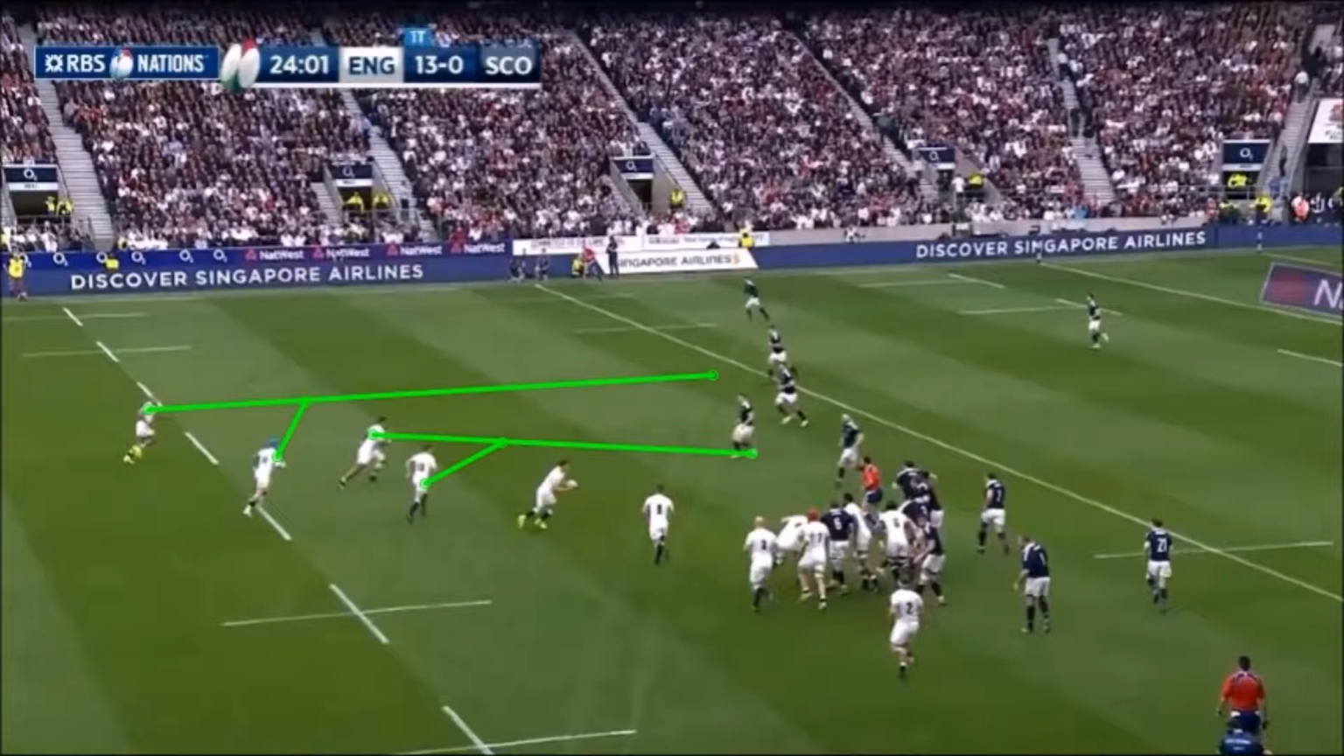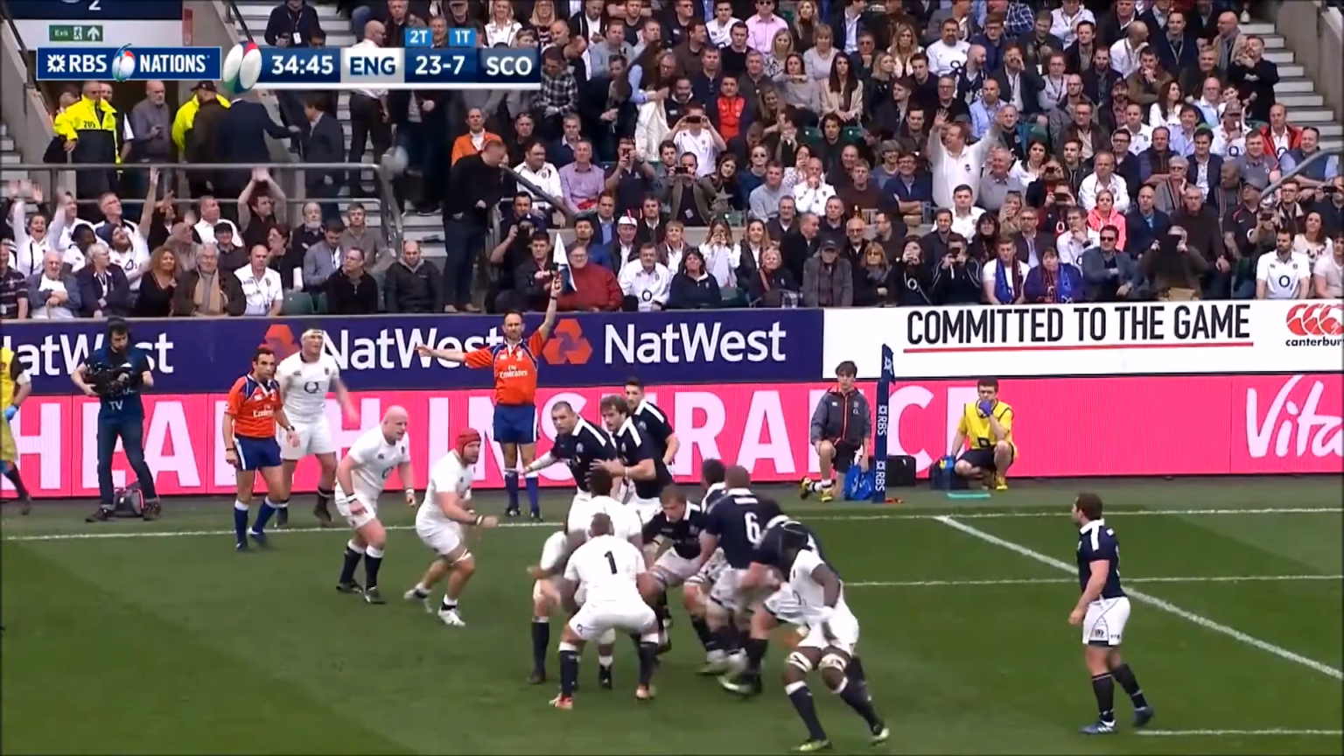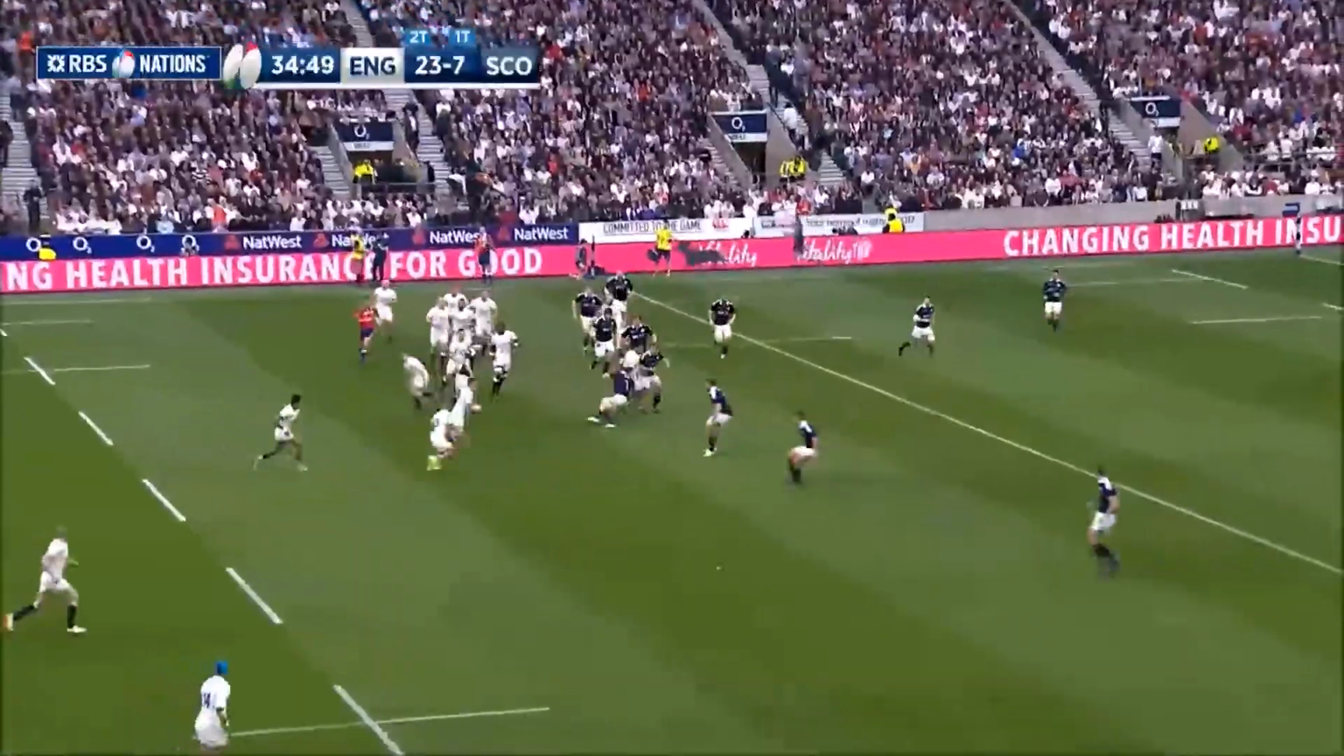But Ben Youngs has given the pass to Farrell, and he's got so many options. It just makes it a lot easier, especially when there are so many small gaps that runners like Jonathan Joseph and Jack Nowell can exploit. 7 before a third try, just short of half-time, put England comfortably ahead.